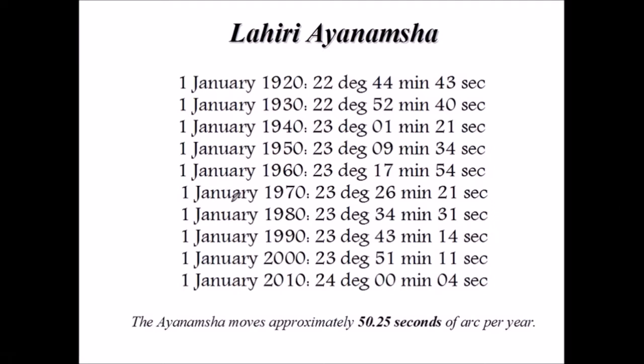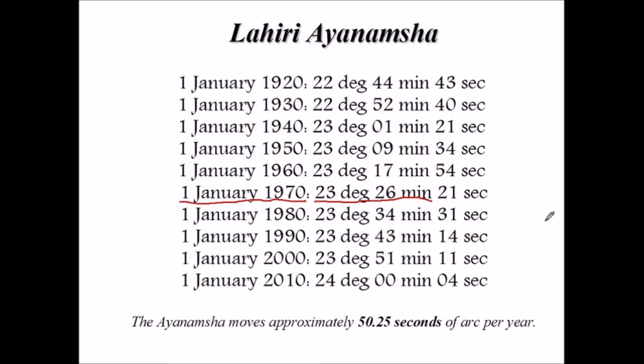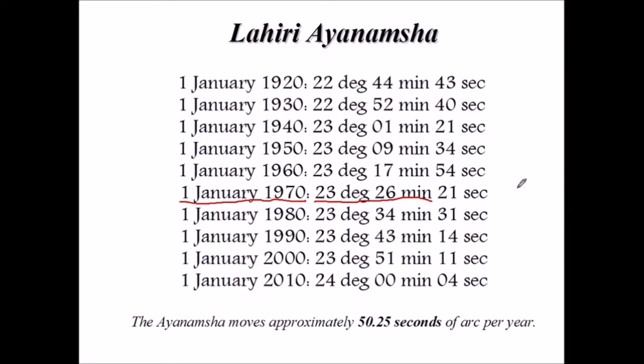So you can see, for example, I was born in 1973, right? Now you can see here that in 1970, on the 1st of January, the Ayanamsha was 23 degrees and 26 minutes. If we use a very rough and ready way of doing this, you're welcome to do the arithmetic more precisely if you want to, we could say that if we round off this 50 seconds of arc per year to 1 minute per year, which equals 60 seconds of arc.